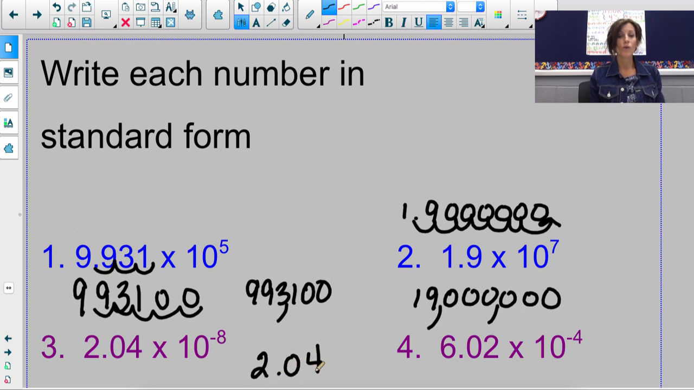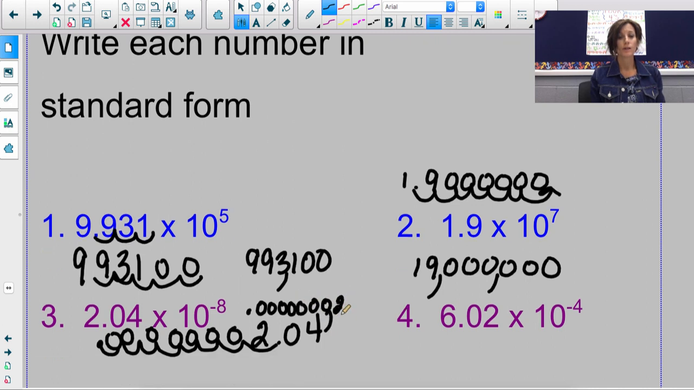So 2.04, and I'm moving 8 decimal places, or I'm dividing by 10 to the power of 8. 1, 2, 3, 4, 5, 6, 7. Need 7 zeros and a 2. That is such a small number. 5, 6, 7. Whoop. 2, 0, 4. All right.